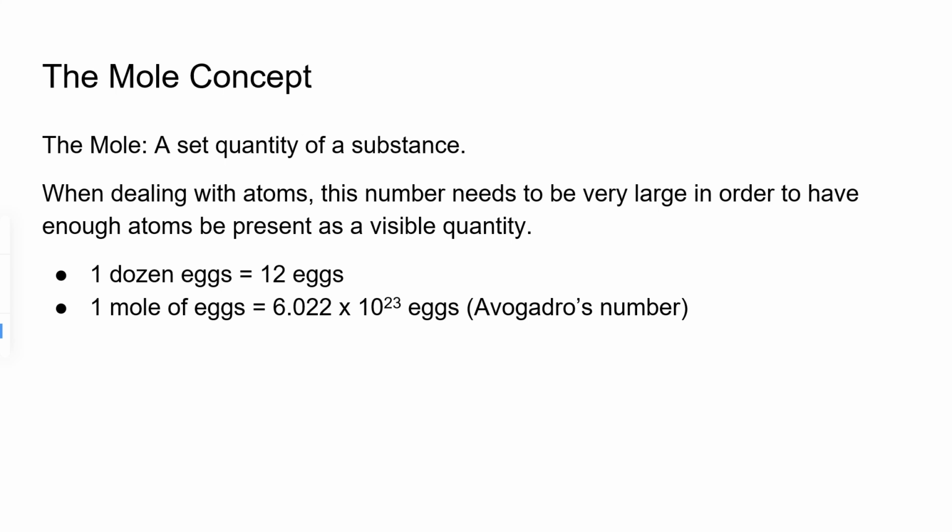So just like a dozen eggs is 12 eggs, a mole of eggs means a set quantity of those eggs, and that happens to be 6.022 times 10 to the 23rd. I could say a mole of children is 6.022 times 10 to the 23rd children, just like a dozen children is 12 children. So very similar concept here. A mole is just a set quantity of a substance.